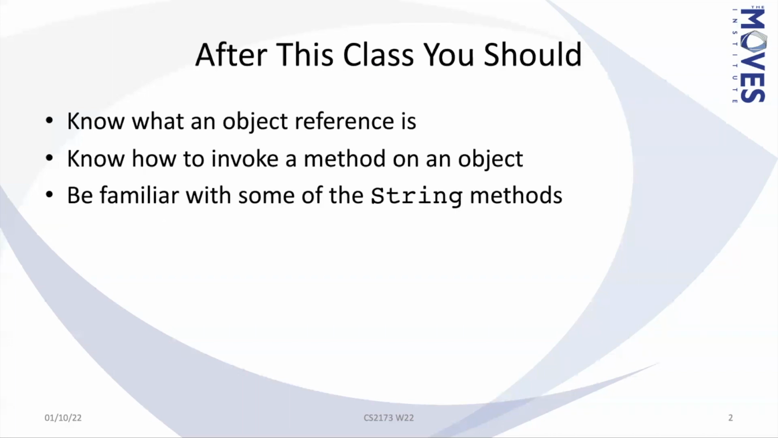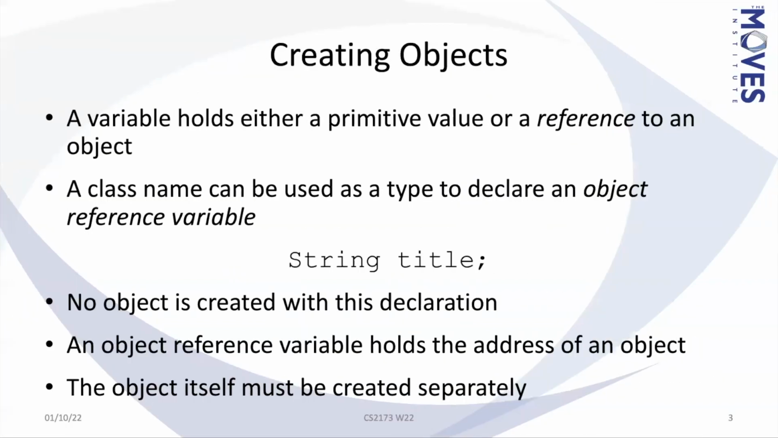Okay, so one of the key points I want you to take away is to understand what an object reference is. And this is kind of a subtle thing about what exactly is that variable when we refer to it as an object. It's fairly straightforward to understand what a variable is when it's a primitive, but when it comes to objects, it's not so straightforward because objects are very complicated things. You should know how to invoke a method on an object. We've been kind of doing this, and be familiar with some of the string methods.